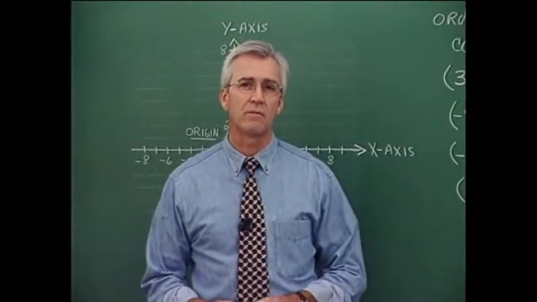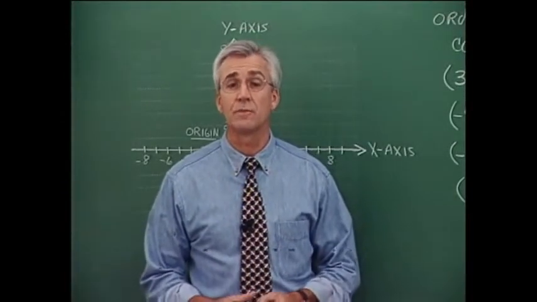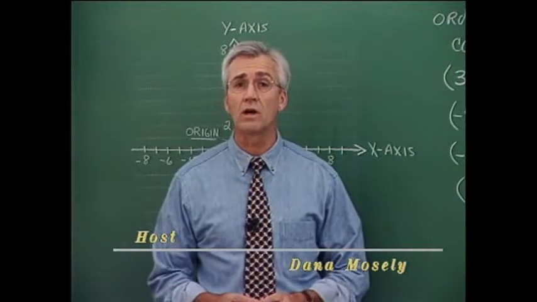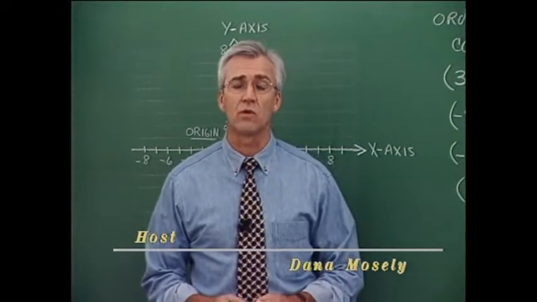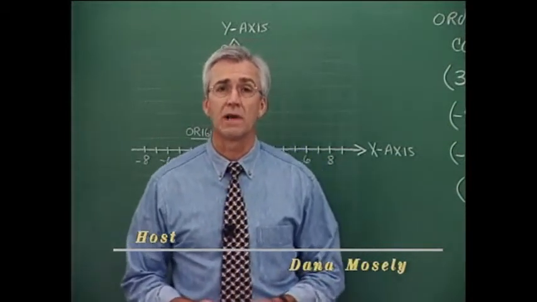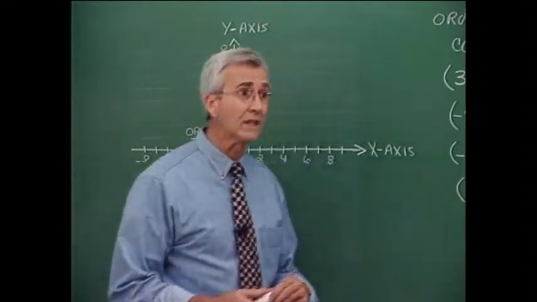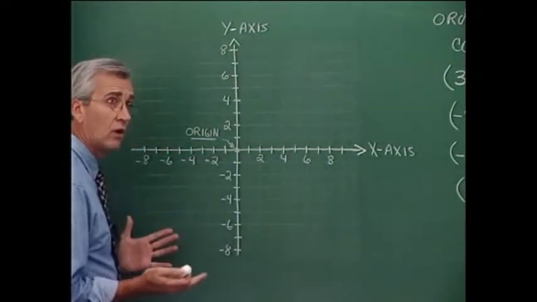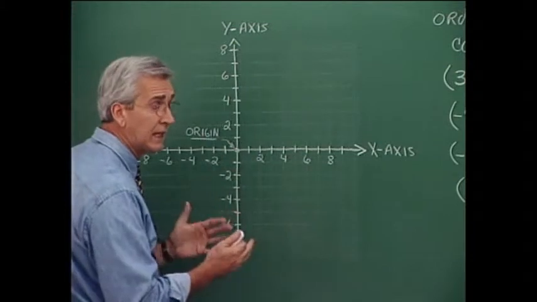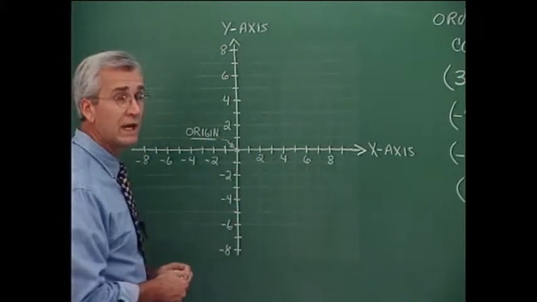We begin this chapter with a discussion of graphing, and I suspect this is a topic you've had before, so we're going to hit the high points rather quickly. Graphing takes place on a platform called a rectangular coordinate system, sometimes also called the Cartesian plane in honor of the great French mathematician René Descartes.